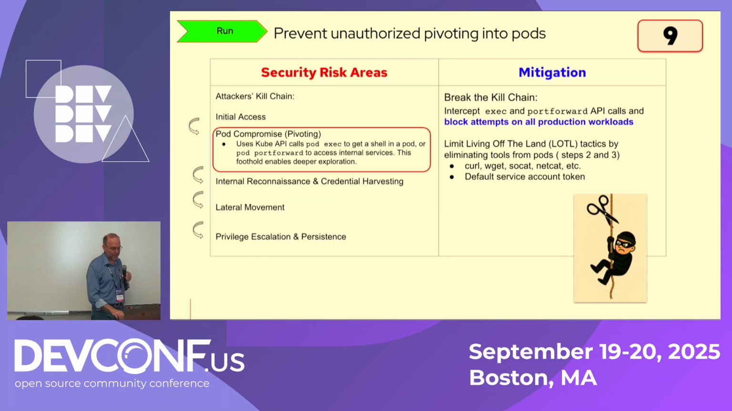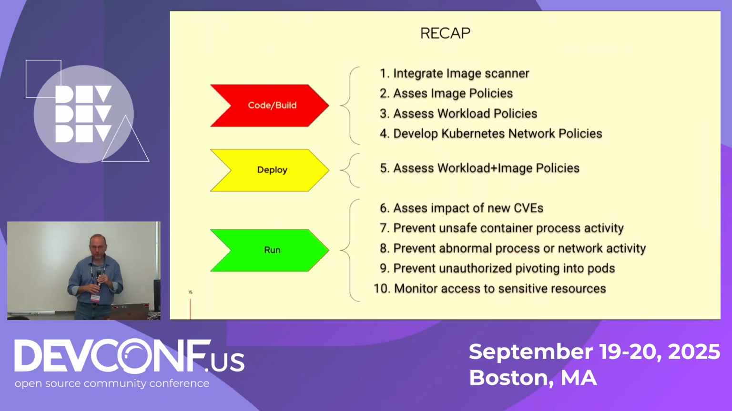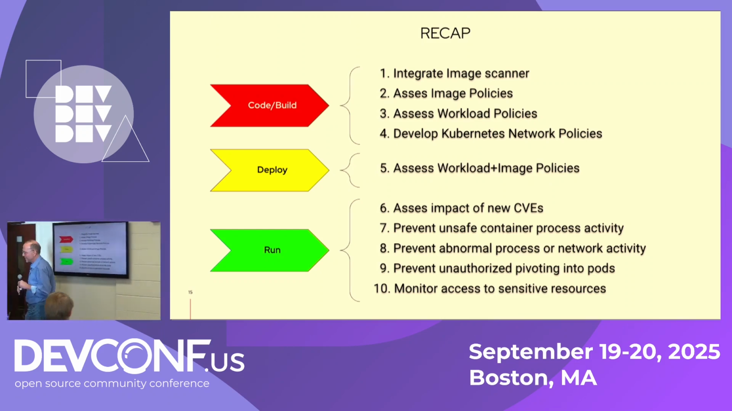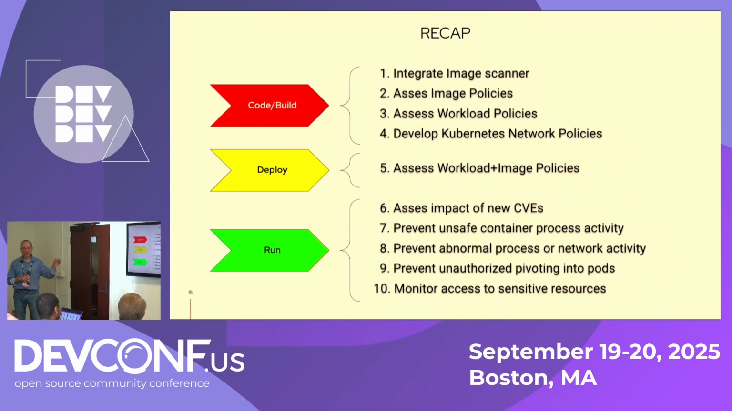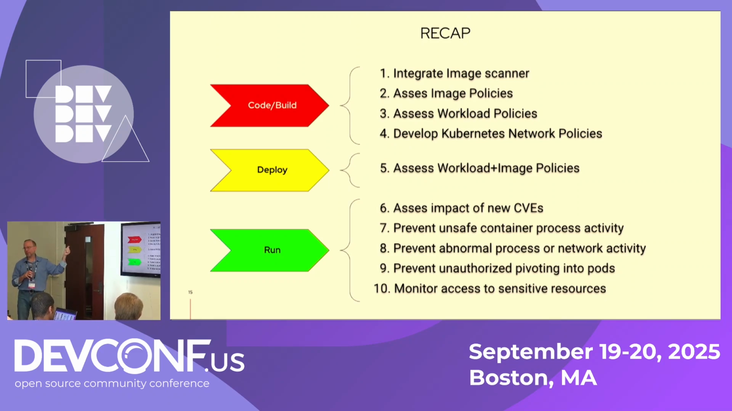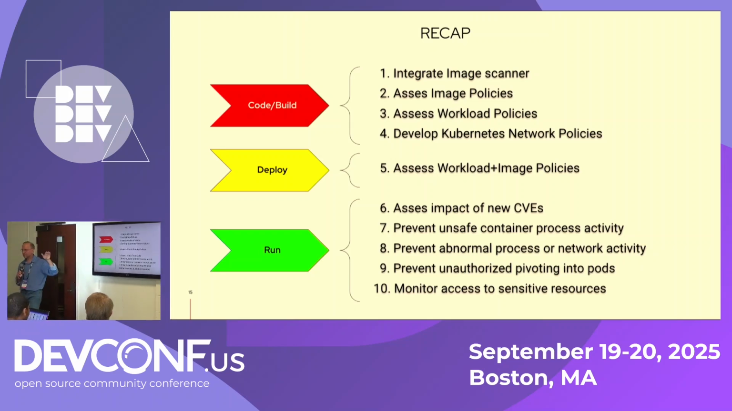And I'll just wrap up and go through the 10 steps that we just talked about. Maybe I'll take a step here. I don't know if the camera can catch me. So starting from the build phase, you want to make sure you're integrating the image scanner into your pipeline, and that you're doing both assessing images actively as well as assessing their policies. So think about process: you need a policy to secure images, you need a policy to secure workloads, and you want to assess them. Don't forget to develop Kubernetes network policies. It's a big problem, big topic.